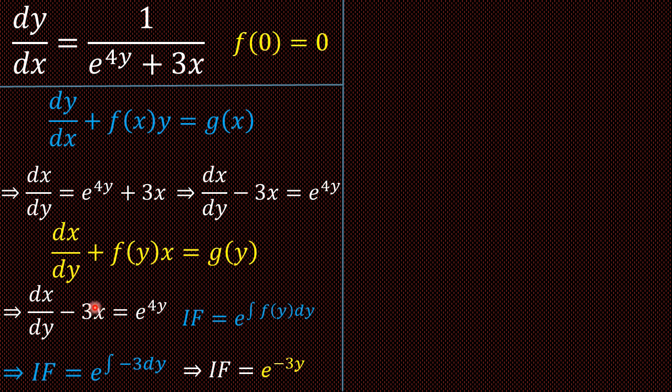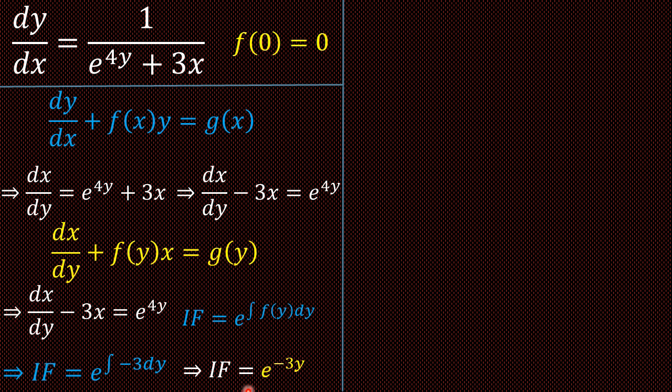Friends, keep in mind that for us to have the integrating factor to be something like e raised to the power the integral of f of y dy, what should be in front of our dx by dy has to be 1. If it is a constant other than 1, you simply divide by that constant. If it is -1, you simply divide or multiply by negative. So what must be in front of dx by dy or dy by dx in this case must be 1. It must be 1.